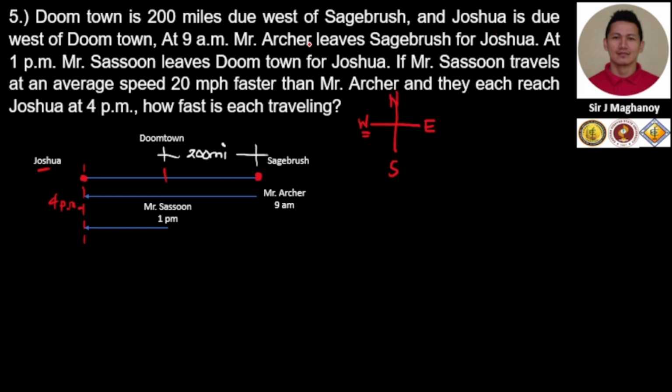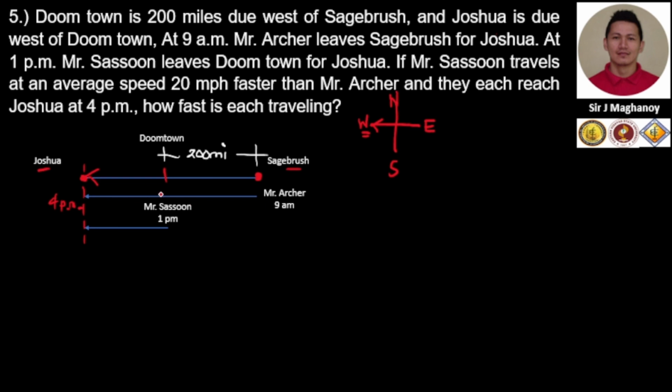Doomtown is 200 miles due west of Sagebrush. So we have Sagebrush, which is 200 miles from Doomtown. And Joshua is due west of Doomtown, so from Doomtown going west. So we have already established the moving objects. Mr. Archer leaves Sagebrush for Joshua at 9 a.m.